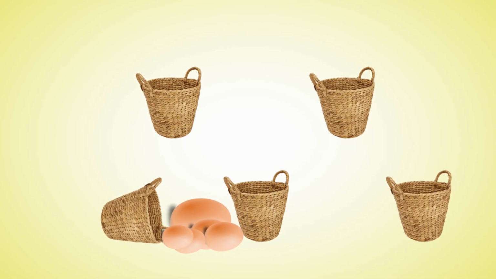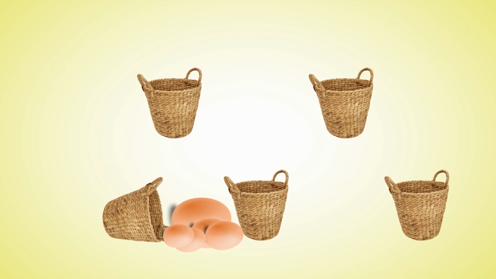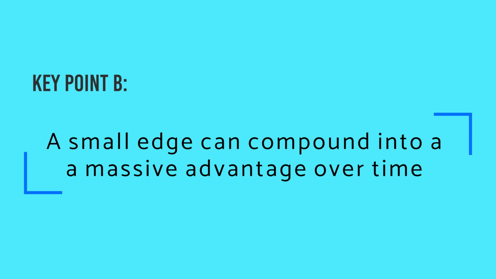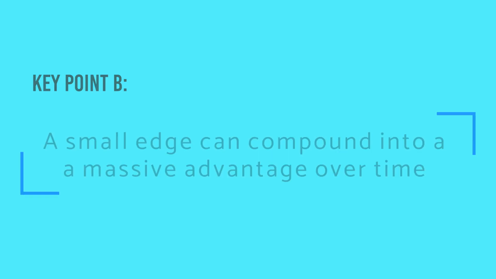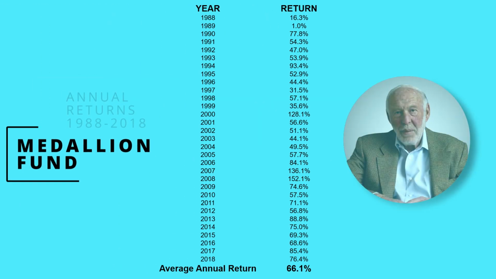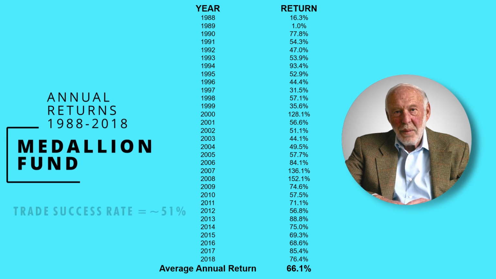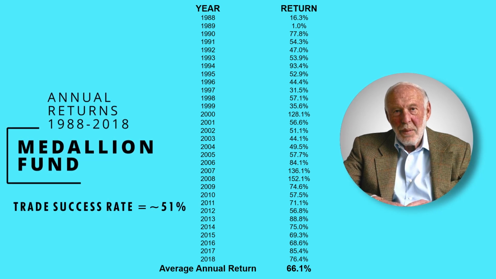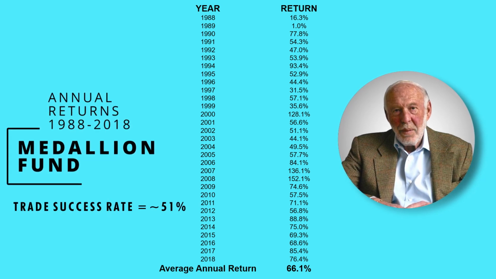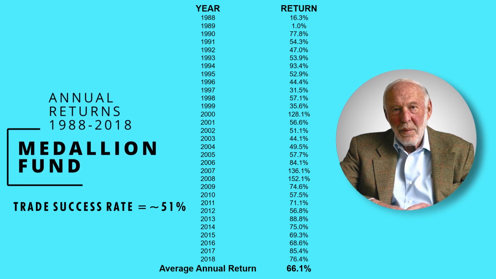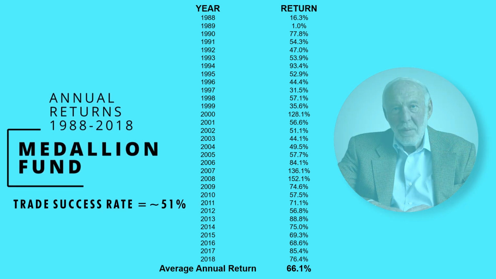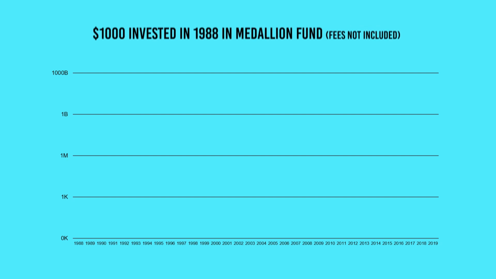Point B is also massively misunderstood by amateur traders. They do not grasp the magnitude of how powerful a small edge can be over time. You might be surprised to learn that the Medallion Fund, for instance, is rumored to win in only about 51% of their trades. That's right, the world's greatest hedge fund only makes a winning trade just over 50% of the time. However, because they make thousands of small trades a year, this compounds massively over time.